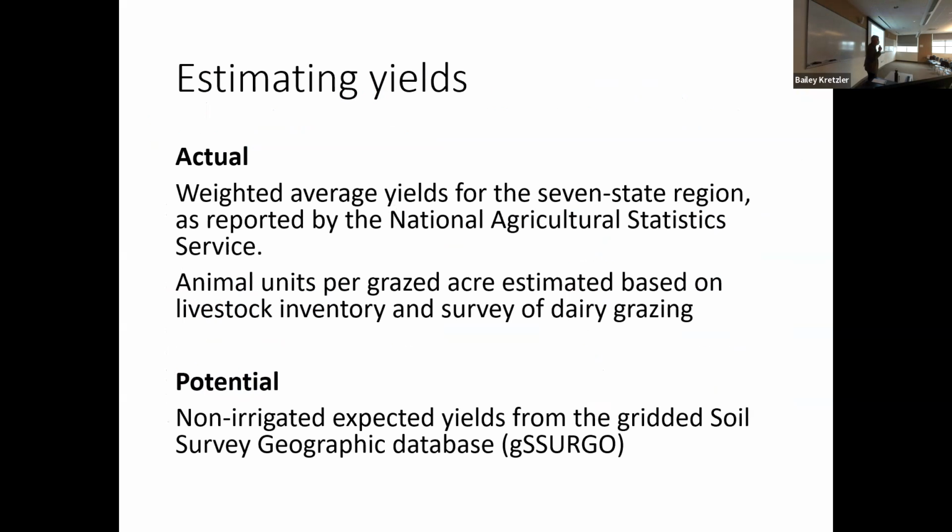Now, yields presented another story that was only partially satisfying in terms of what we learned. We started with, well, we want to look at actual yields. And for actual yields for hay crops, we've got a great data source. We've got mass statistics going back to 1919, so 100 years of data.